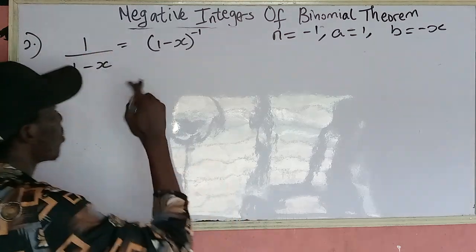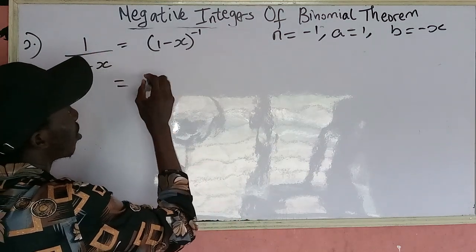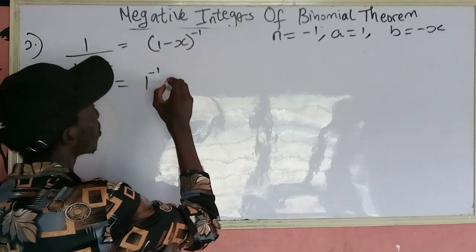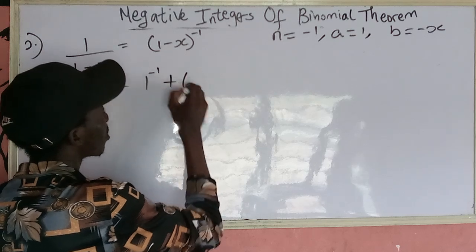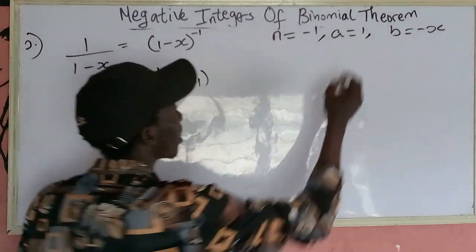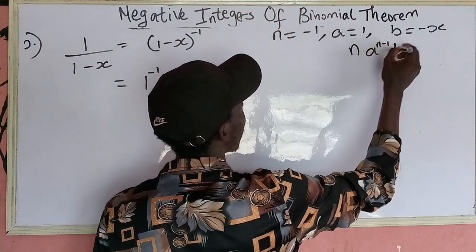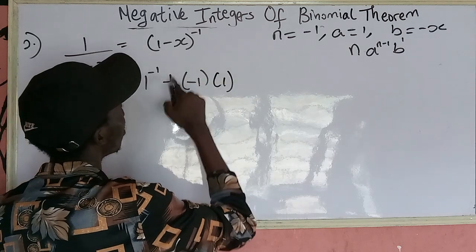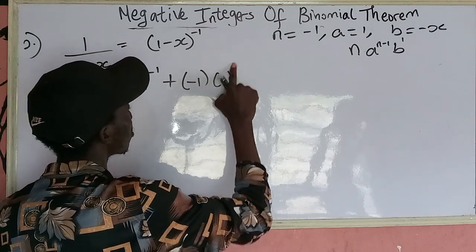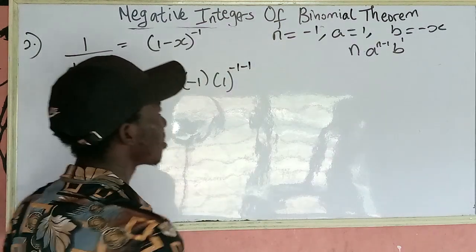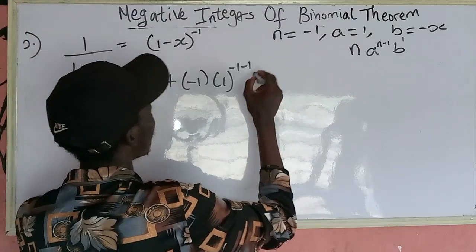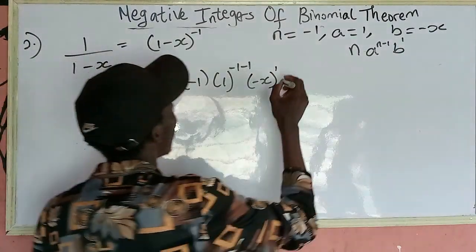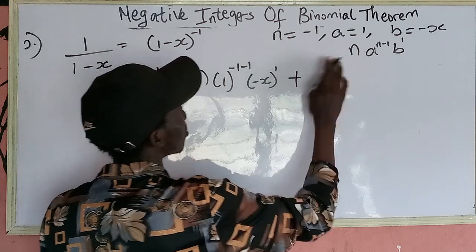So in that case, you have 1 raised to power minus 1. Can you see? And you have a plus of minus 1. This is the formula n a raised to power n minus 1 b raised to power 1. So you can see my a is 1 raised to power minus 1 minus 1. Minus 1 minus 1. And you have b. Your b is minus x raised to power 1. Can you see that? Next time you have plus.